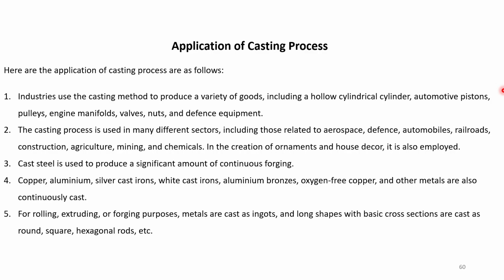Cast steel is used to produce a significant amount of continuous forging. Copper, aluminum, silver, cast irons, white cast irons, aluminum bronzes, oxygen-free copper and other metals are also continuously cast. For rolling, extruding or forging purposes, metals are cast as ingots. So for these processes you require initial material which is made through casting, in the form of ingots, and also sometimes in long shapes with a basic cross section, which are cast as round, square, hexagonal rods, etc.